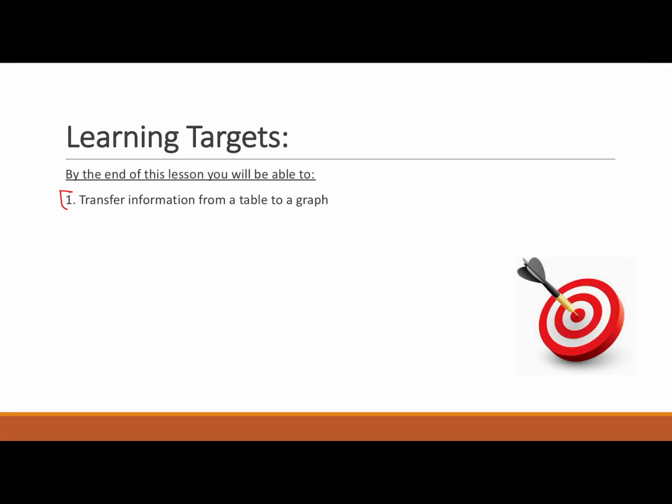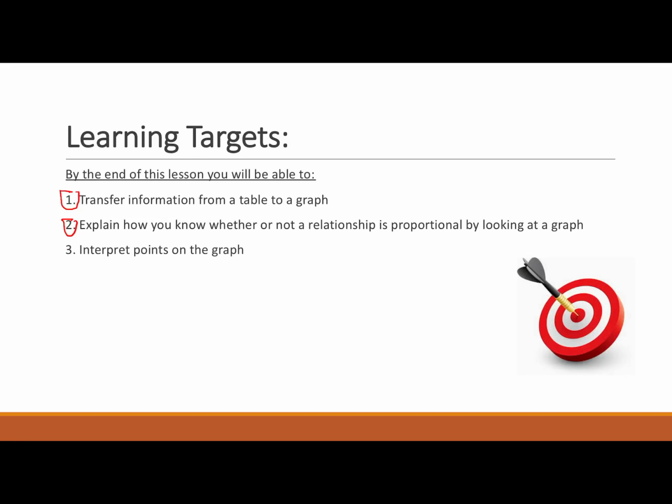Number 1, transfer information from a table to a graph. Number 2, explain how you know whether or not a relationship is proportional by looking at a graph. And last but not least, you will be able to interpret points on the graph. Now, if at this point this sounds a little confusing to you, don't worry. By the end of this lesson, you will be a master. Or how about we just call you a ninja, because I kind of like that better.